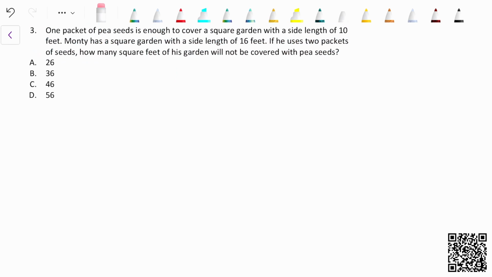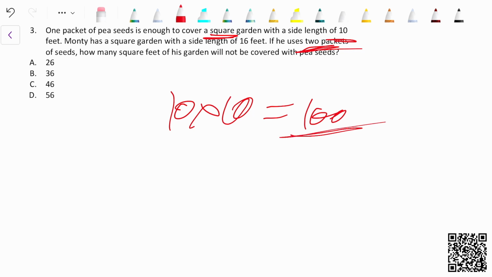Anyway. So he has 2 packets this time. 2 pea packets, not just 1. But let's just solve how much 1 pea packet can cover. It has a side length of 10 feet and it's a square garden. So that would be 10 times 10, which is 100. So that is how much 1 pea packet can cover. But 2 pea packets would basically just be 100 multiplied by 2, which is 200. So now we've got a 200.